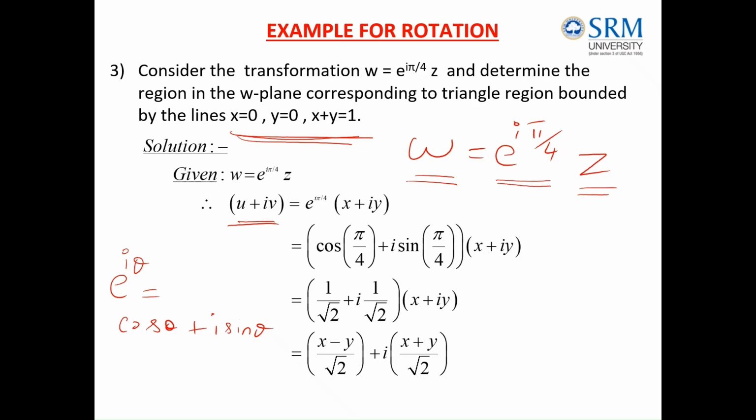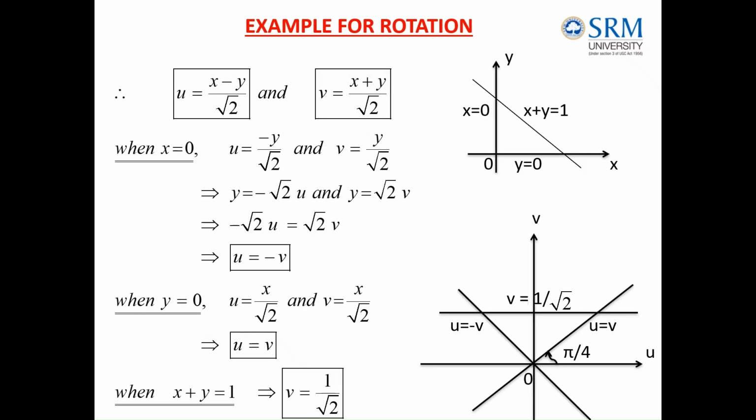So therefore I can rewrite e power i pi by 4 as cos pi by 4 plus i sin pi by 4. Cos pi by 4 is 1 by root 2 plus i times sin pi by 4 is 1 by root 2, multiplied by x plus iy. So if you simplify this and separate the real and imaginary part, you will get the real part as (x minus y) by root 2, imaginary part as (x plus y) by root 2, so that you can easily equate this with u and v.